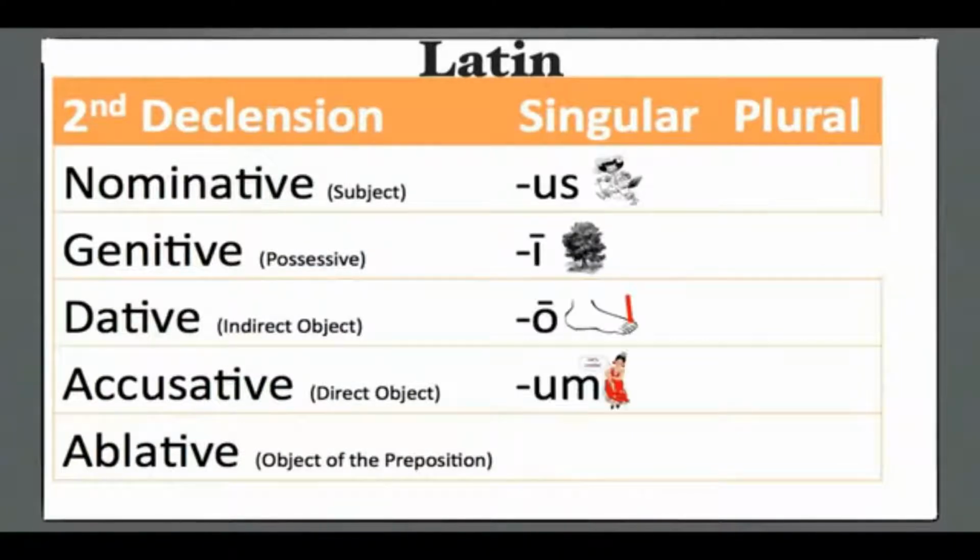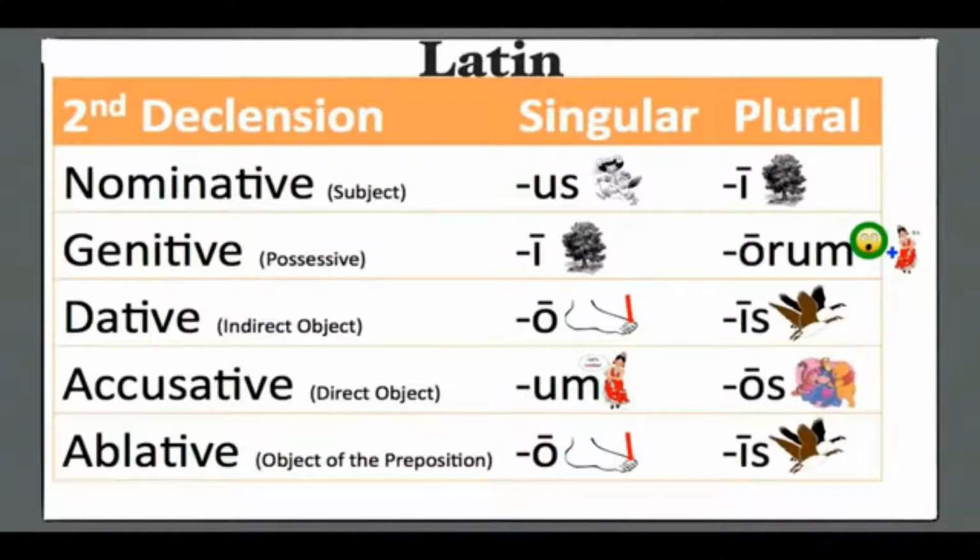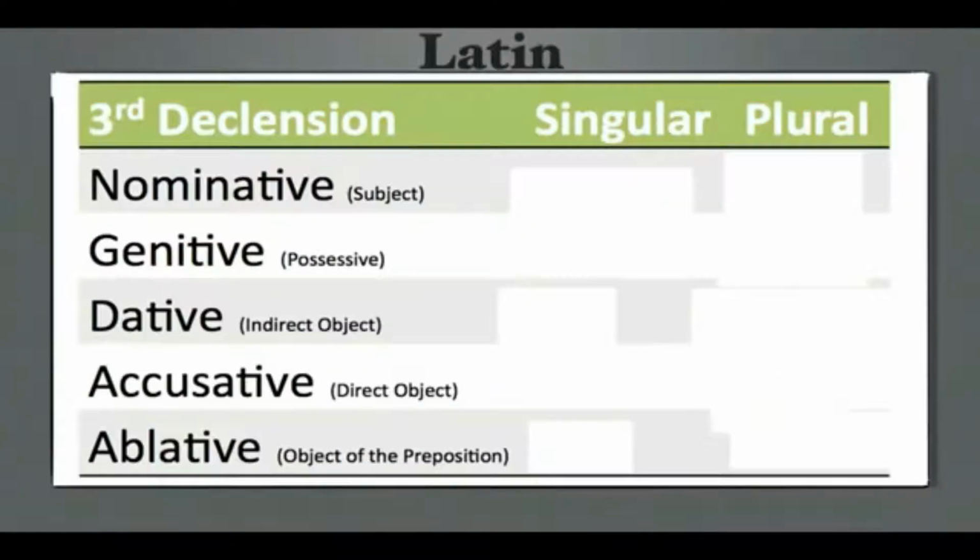Second declension noun endings. Singular second declension: us, e, o, um, o. Plural second declension: i, orum, is, os, is.